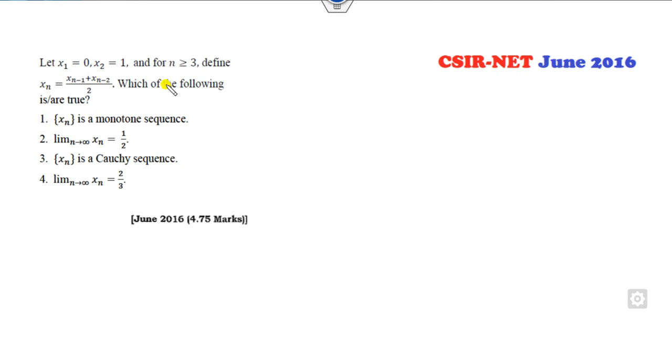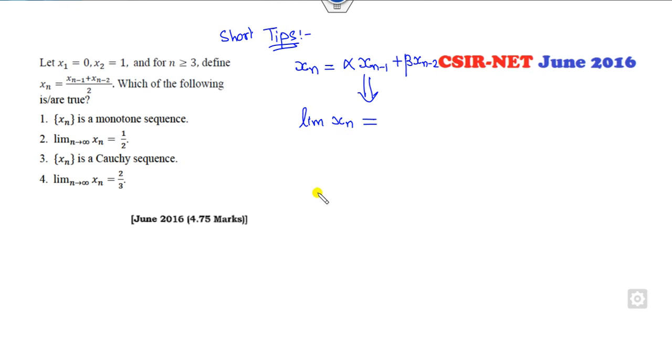Okay, if x0 is given, you have to check whether this is true or not. I define a sequence of the form xn = alpha times xn minus 1 plus beta times xn minus 2. Then the limit of xn as n approaches infinity is always (beta times x1 plus x2) divided by (alpha plus 2 beta), provided alpha plus beta should be 1. Alpha plus beta should be 1.